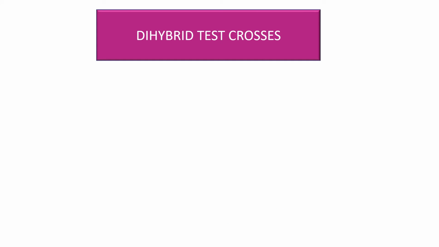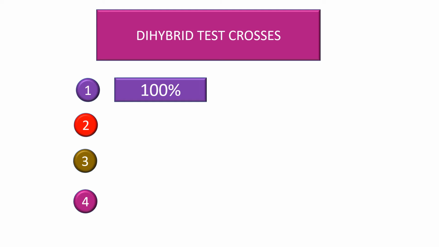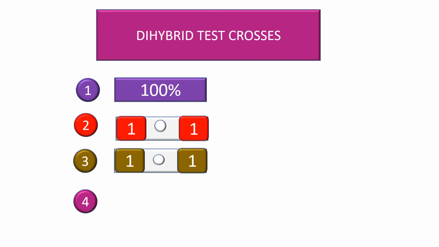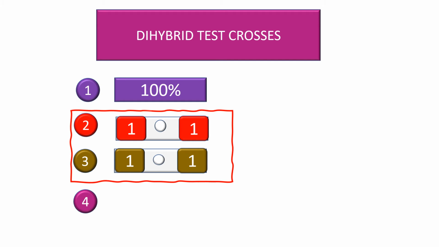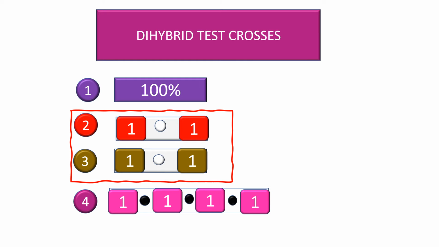Dihybrid test crosses: he got 4 phenotypic ratios for dihybrid test crosses. 100 percent one phenotype. 2 phenotypes with 1:1 ratio. He got this ratio in 2 types of crosses. 4 phenotypes with 1:1 ratio.